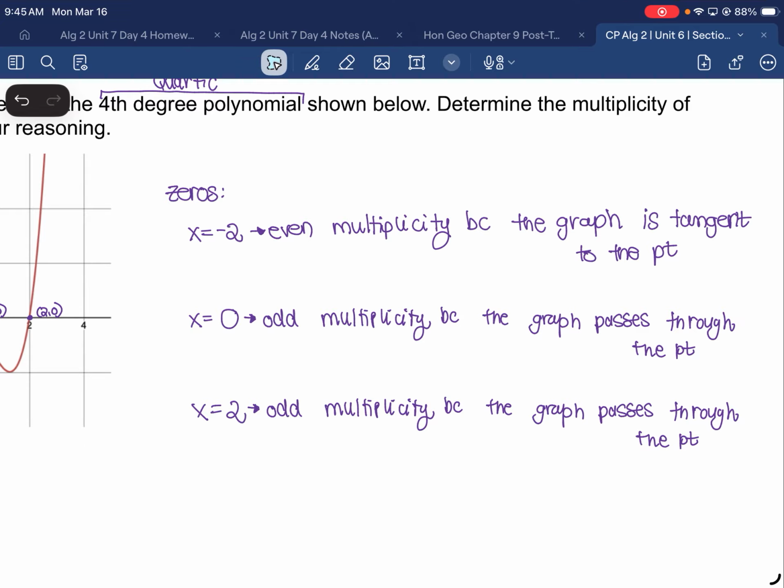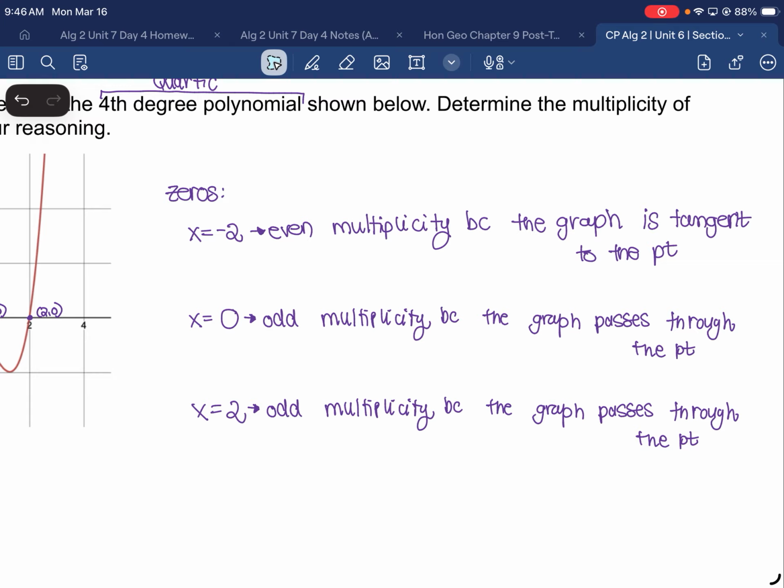Now it says determine the multiplicity. So I can actually figure out what each of these multiplicities is. Remember, I told you that this was a 4th degree polynomial, or a quartic polynomial, where the highest degree of your variable, the highest exponent, was going to be 4. So think about it. What's an even number, an odd number, and another odd number that could add up to 4? Because these multiplicities, the degrees of these zeros separately, have to add up to 4.